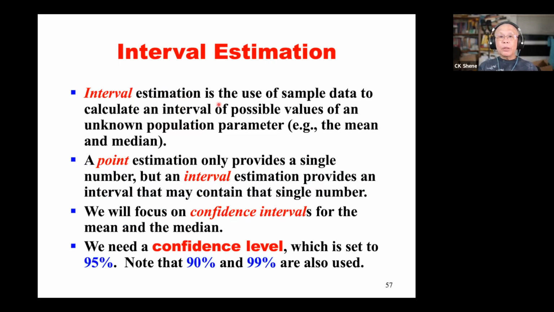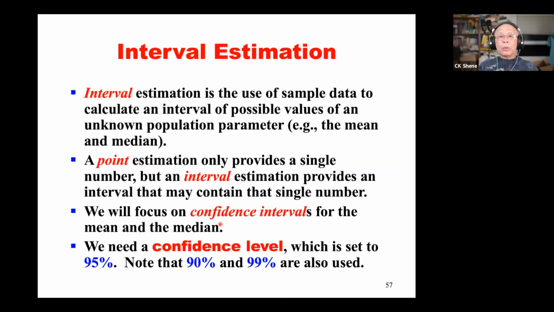Interval estimation is the use of sample data to calculate an interval of possible values of an unknown population parameter, for example, the mean, median, and so on. A point estimation only provides us a single number, but an interval estimation provides an interval that may contain that single number we obtain from point estimation.